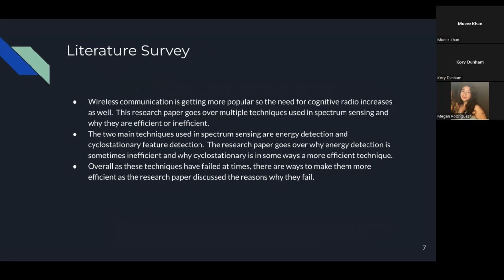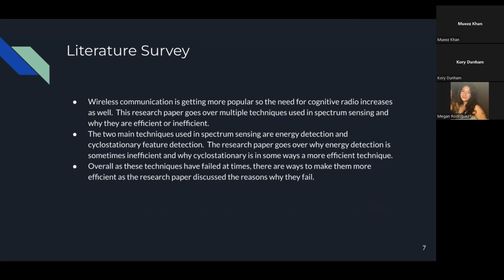Next, this is going to be our literature survey. Wireless communication is getting more popular, so the need for cognitive radio increases as well. This research paper goes over multiple techniques used in spectrum sensing and why they are efficient or inefficient. The two main techniques used in spectrum sensing are energy detection and cyclostationary feature detection.